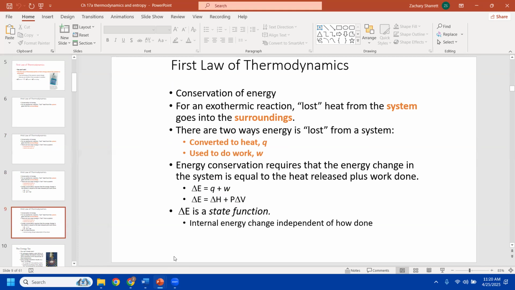We say that energy is a state function. Anybody remember what a state function was from 115A? Not one person in here. Lucian, it looked like you raised your hand. He did though. So Nate, what's a state function? So what does independent of how it's done mean?